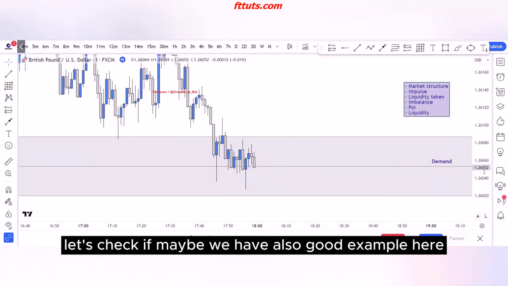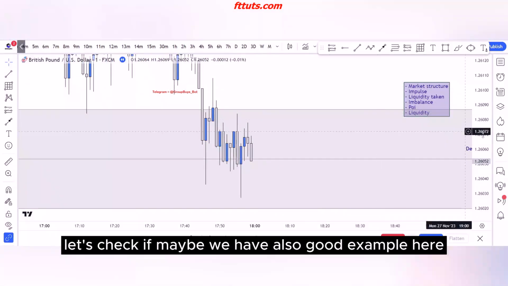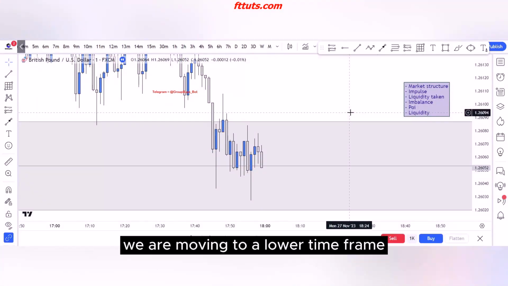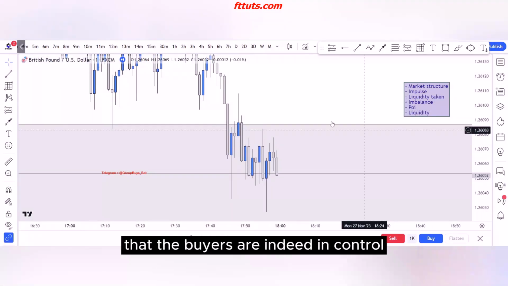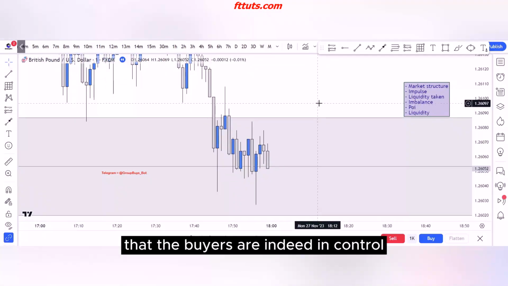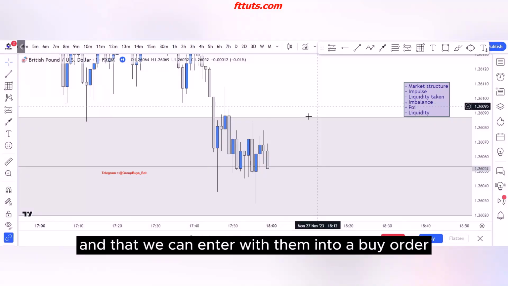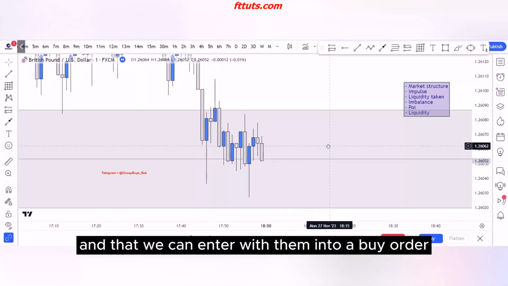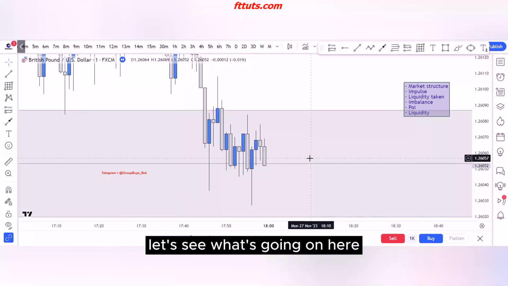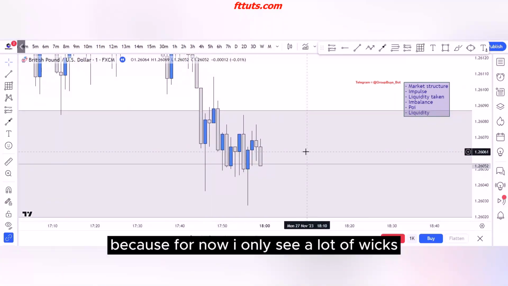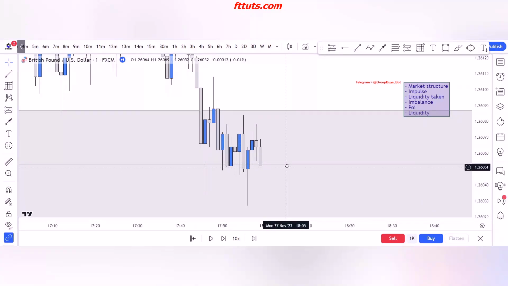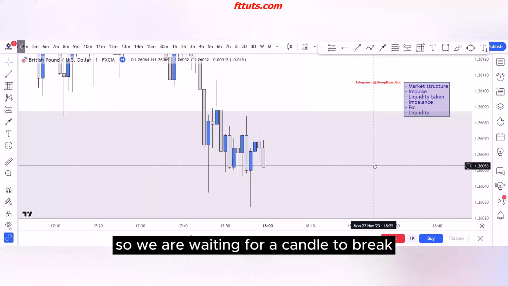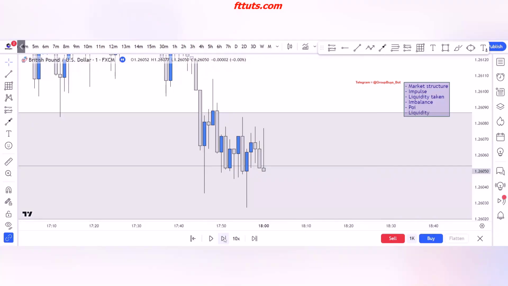But you know what? Let's check if maybe we have also a good example here. We are moving to a lower time frame in order to get another confirmation that the buyers are indeed in control and that we can enter with them into a buy order. Let's see what's going on here, because for now I only see a lot of wicks and I don't see an impulse candle. So we are waiting for a candle to break the structure for us.